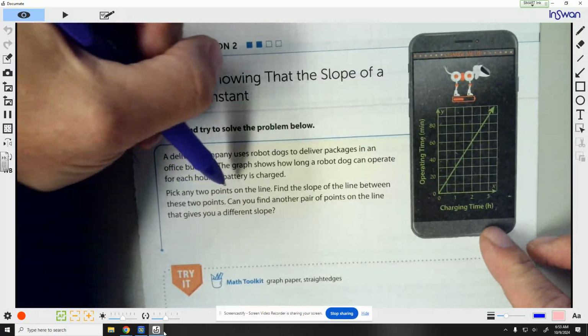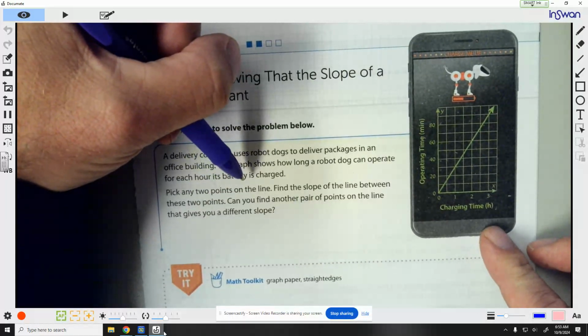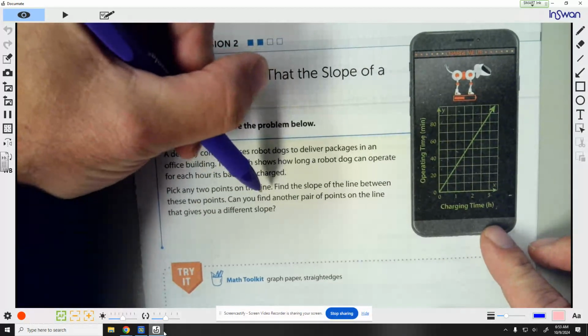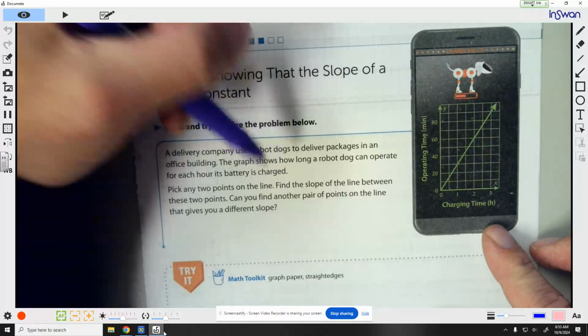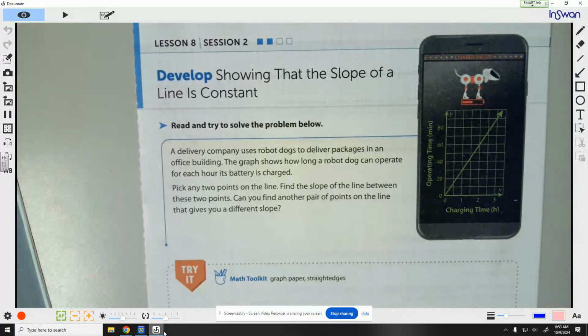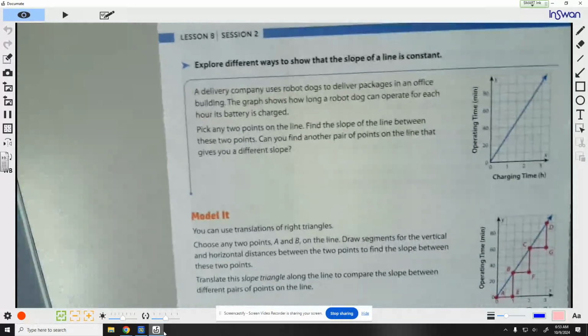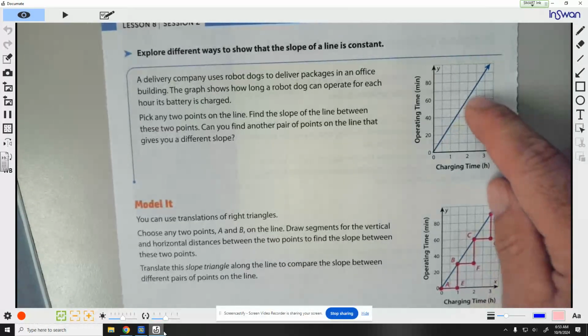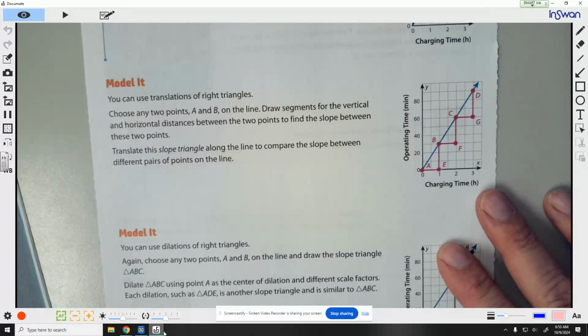Okay, it says pick any 2 points on the line, find the slope of the line between these 2 points. And then they ask, can you find another pair of points on the line that gives you a different slope? All right, so we're going to go ahead and turn to page 182. And up at the top there, it's just the same restating the problem. And we go down below to the model it.